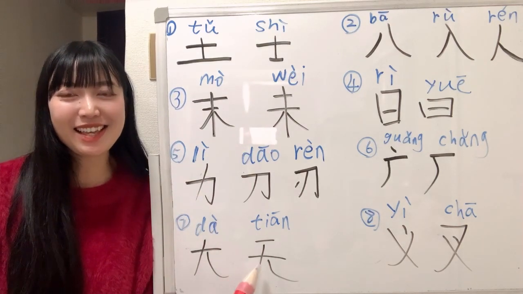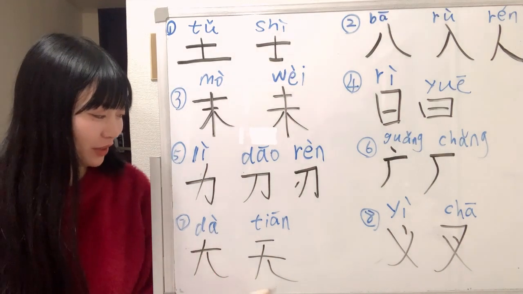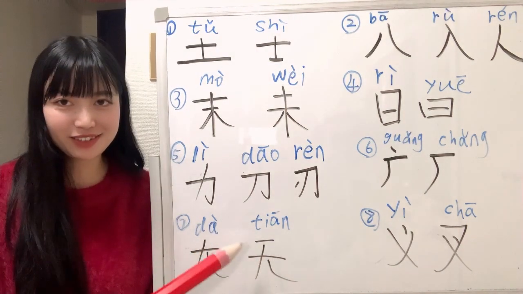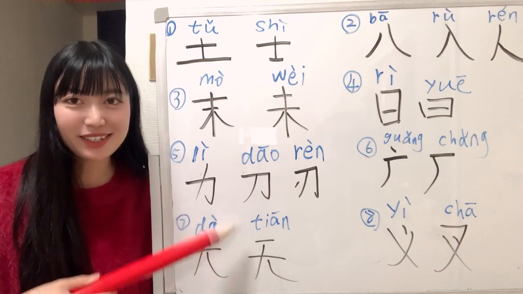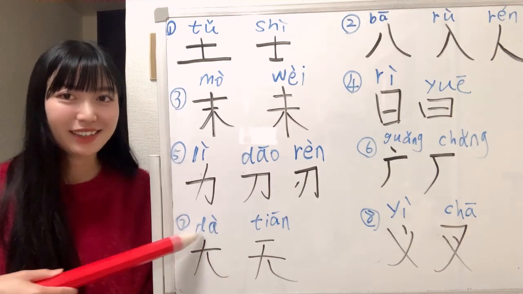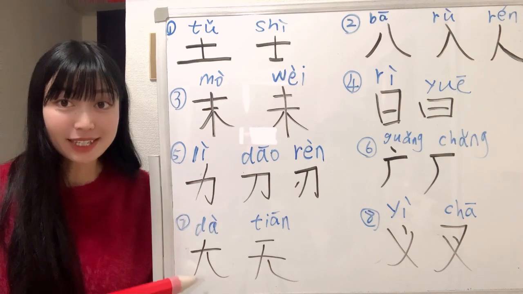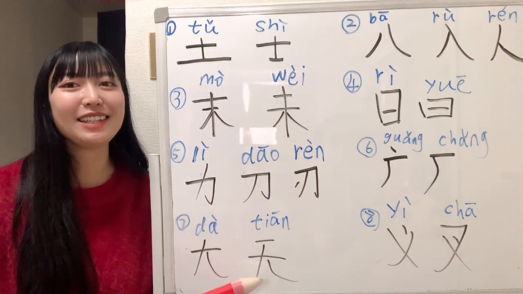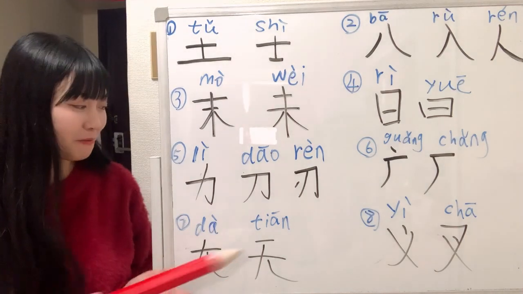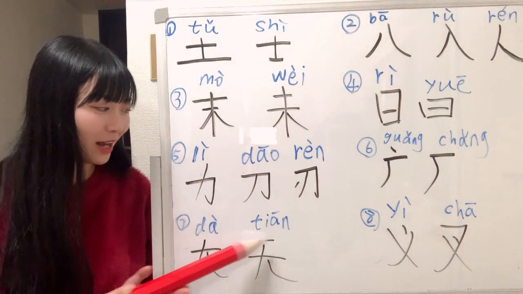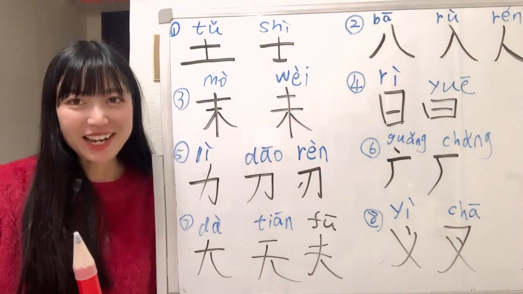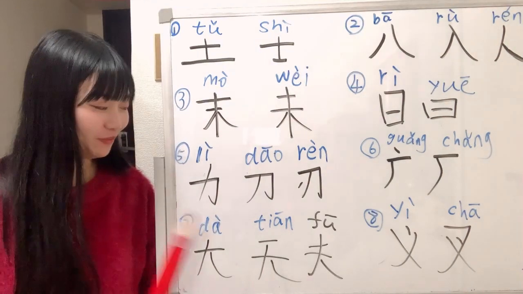Okay. Next group is 大 and 天. The difference between them is just whether there is an upper line or not. This is 大, 大 means big. 天 means sky. 大, 天. Big but with one line up is 天.